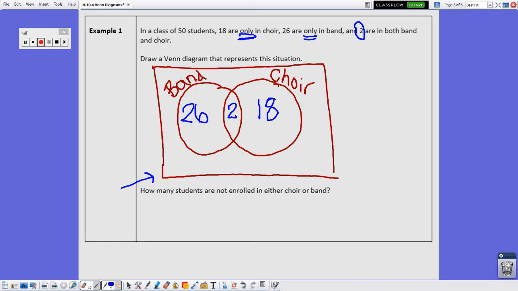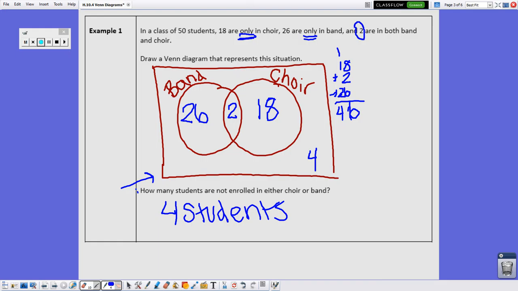So when I add that up, 18 plus 2 plus 26, so 8 plus 2 is 10 plus 6 is 16, and 2 plus 1 plus 1 is 4. That's only 46. So what that means is, over in what I call no man's land, we're going to stick a 4, because that's how many kids weren't in band or choir. Okay, so that helps us with this next question. How many students are not enrolled in either band or choir? And your answer would be 4. And make sure you put a label, students. And that's it for this first one. We made our Venn diagram. We answered the question.